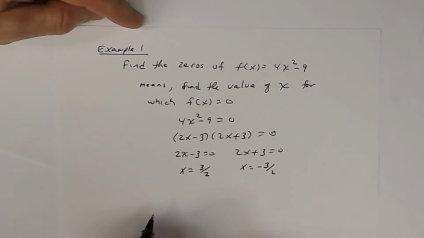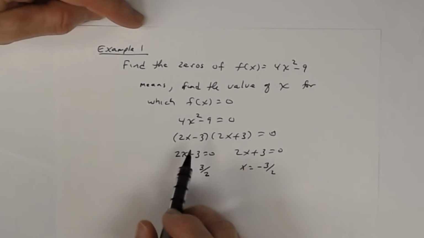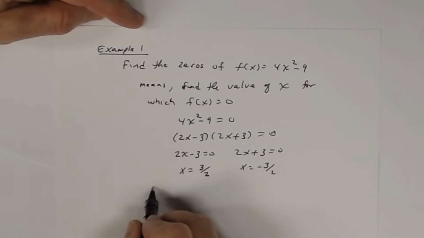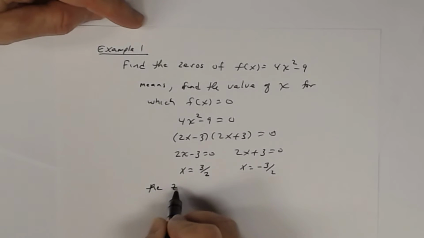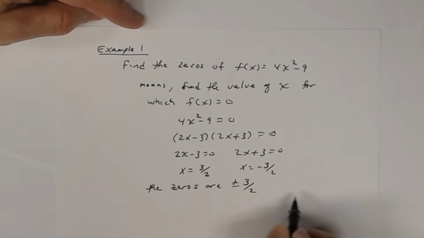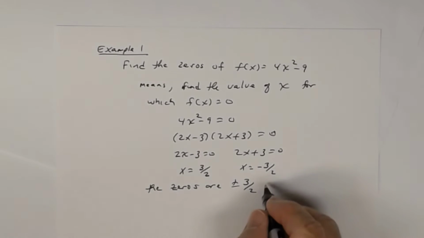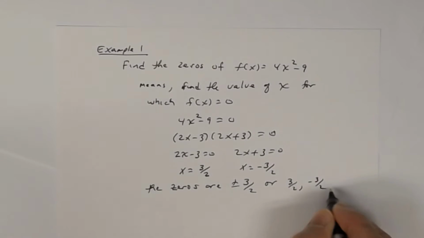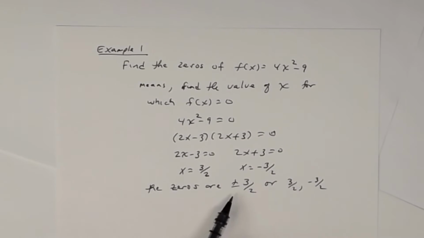So those are your zeros. Those are the two values of x that will make this function equal to 0. So the zeros are plus or minus 3 halves. I'm going to list it as plus or minus 3 halves, or you can just say 3 halves, comma, negative 3 halves. But remember, plus or minus 3 halves means the same thing as 3 halves, comma, negative 3 halves.